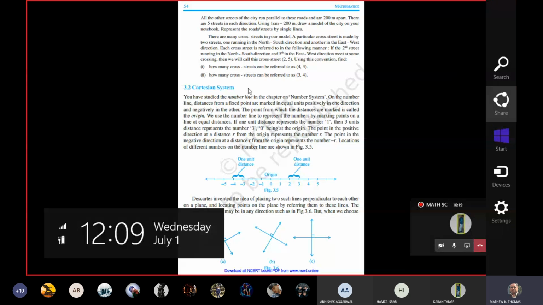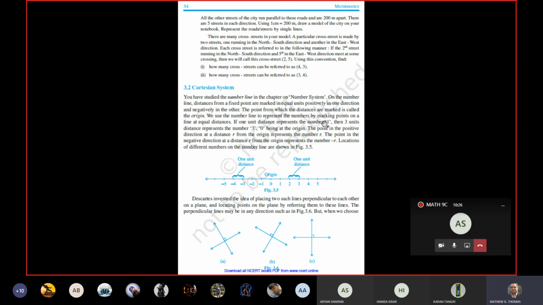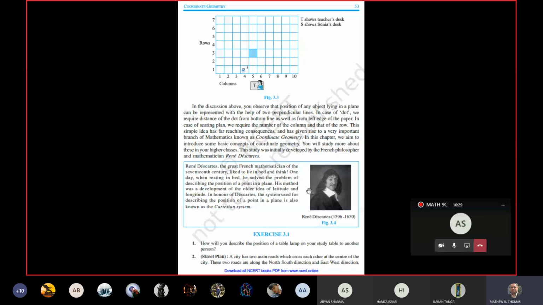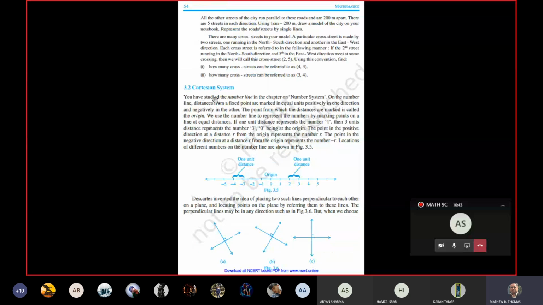Sir, can you repeat the first line? The first line was: the coordinate system was given by a French mathematician by the name of René Descartes. Next line I told you: hence it is also referred to as the Cartesian system.